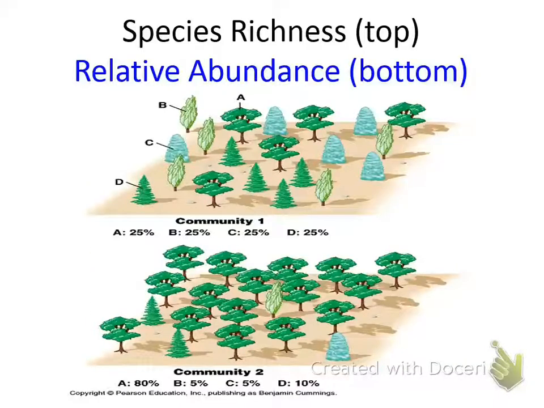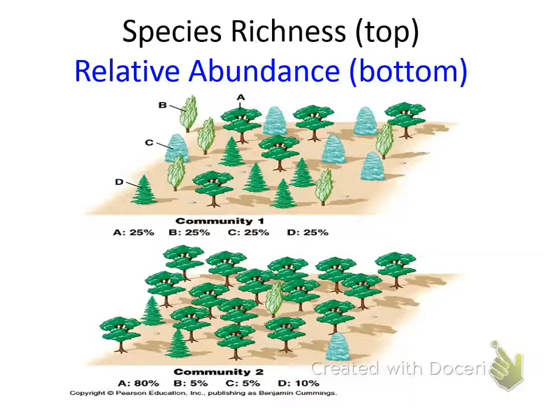Okay, so check out this picture. This is species richness versus abundance. So the top one, you can see there's 4 types of trees, A, B, C, and D, and they're all the same percentage. So there's 4 types of trees. That's the species richness. Okay, the species abundance, look at that. 80% is the A tree, probably an oak tree or something like that. So 80% A, that's the one that's the most common, and then the other one's 5%, much more rare.